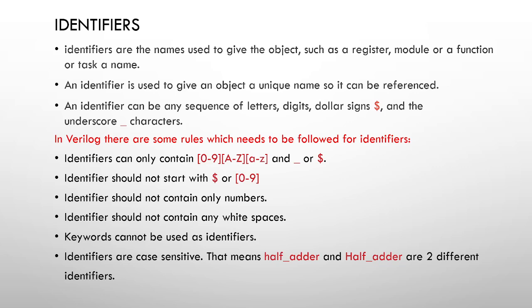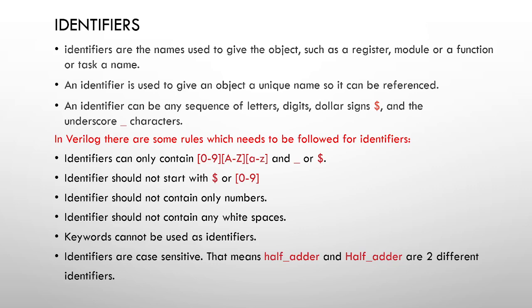Identifiers are also case sensitive. What does this mean? For example, if you use half adder and Half adder, the name is the same, but the only difference is that here the h is lowercase and here the H is uppercase. So you could give these two names to two different things, because identifiers are case sensitive. This is one unique name and this is a second unique name. Clear? So this is about identifiers and some of the rules before naming a particular module, function or anything.